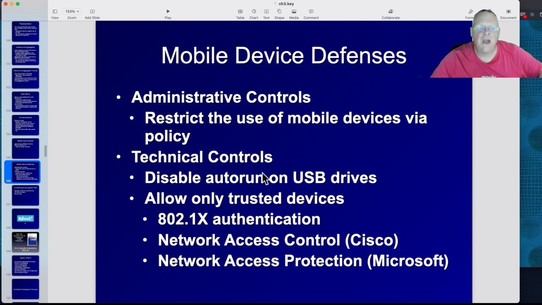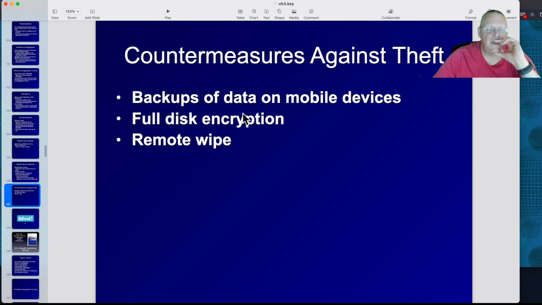Anyway, then there's technical controls to stop people doing bad things with mobile devices. A lot of people restrict USB devices. You could restrict USB devices to only the official signed device your company gave you, which is 802.1x authentication or other things like that. Various ways to identify trusted devices. And if you want to stop people from stealing things, you can back up the data. So if they steal the hardware, you won't lose your copy of the data.